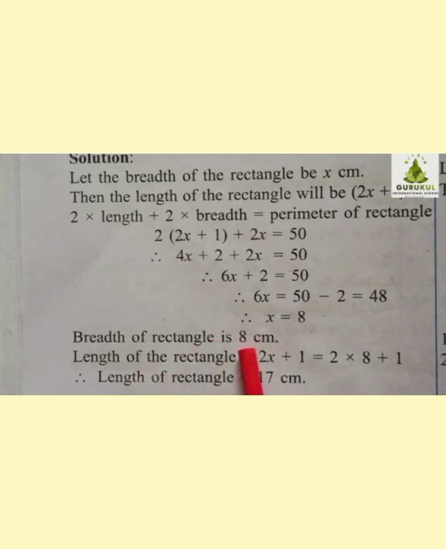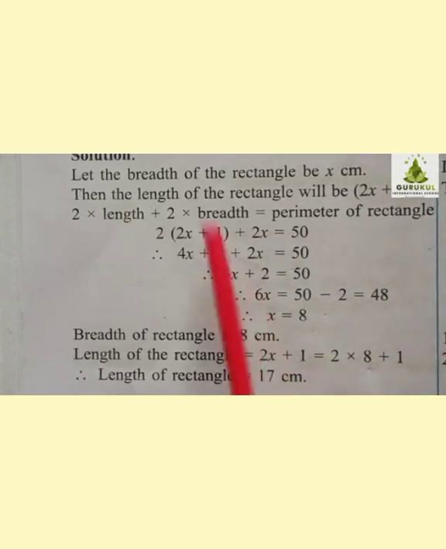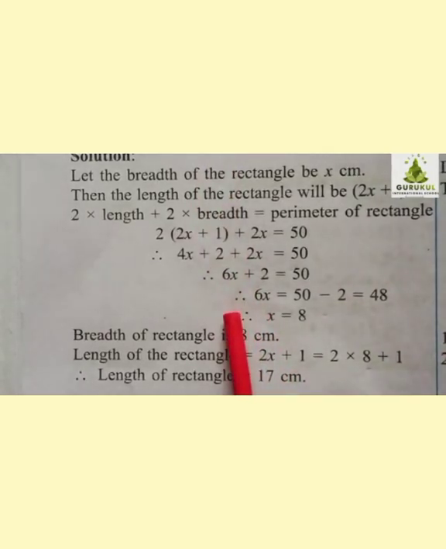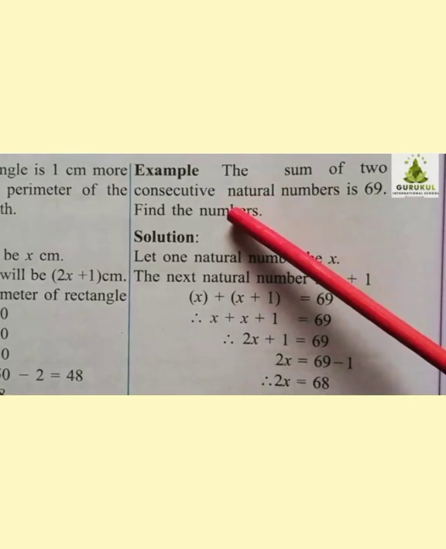Now substitute the value of x in the length of the rectangle. So what will you get? 2x plus 1 equals 2 into x, which is 8 we got just now, plus 1. So 2 8s are 16 plus 1, that is 17 centimeter. This completes example number 1 of page number 60. Now the second example, example number 2 of the same page.